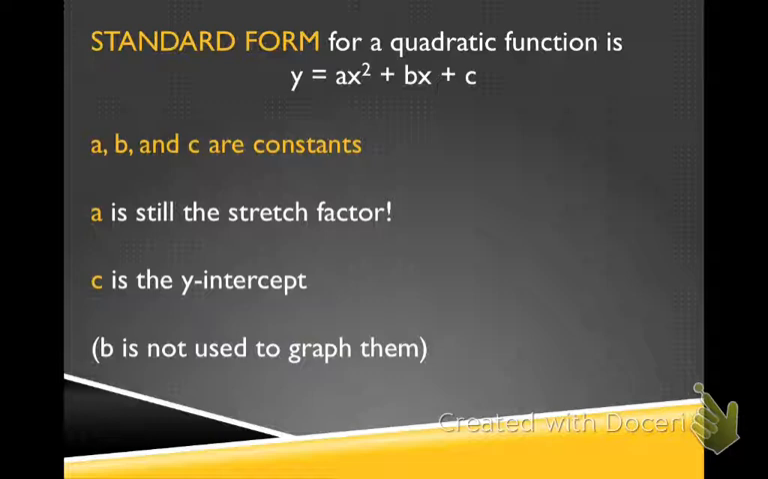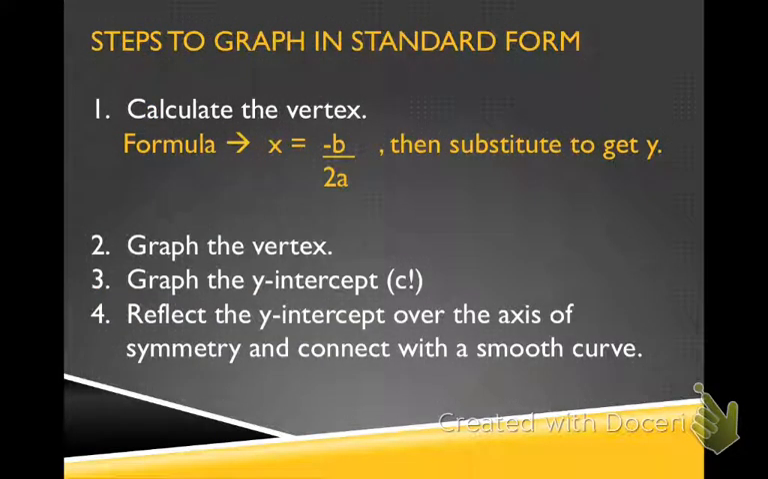But what you should have noticed on this one is that c tells you where the y-intercept is. b doesn't tell us much specifically about the graph, although we will use b to calculate our vertex, but we don't necessarily see the number b represented anywhere on our graph, so we don't have to worry about that one too much. So here are the steps for graphing in standard form.